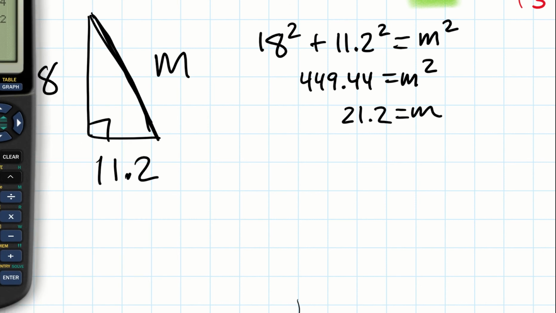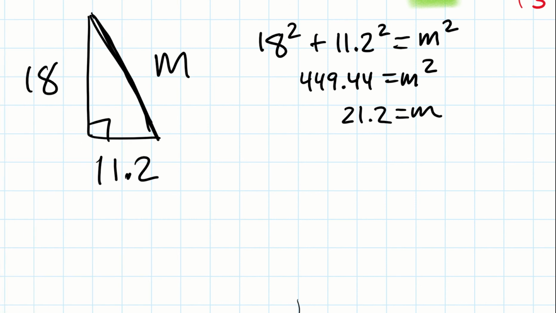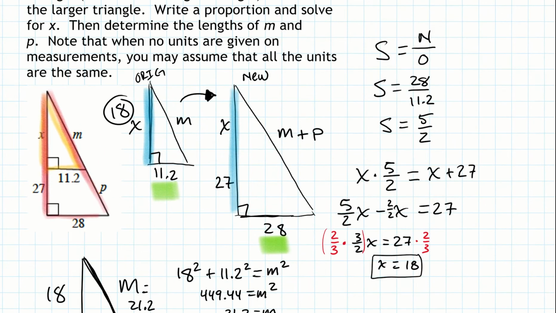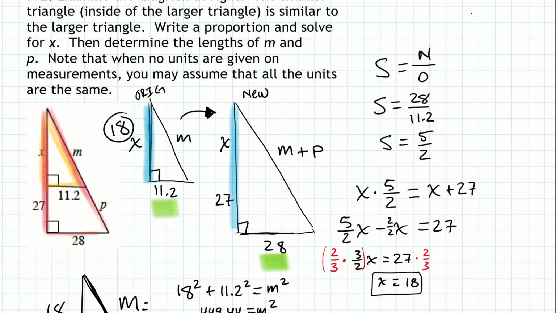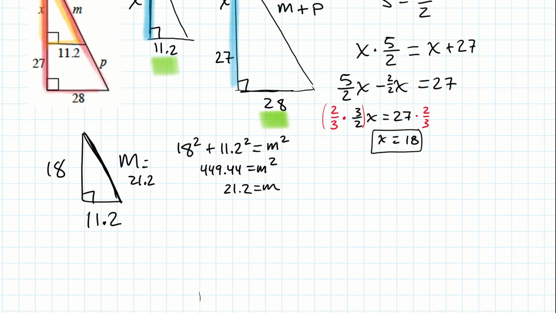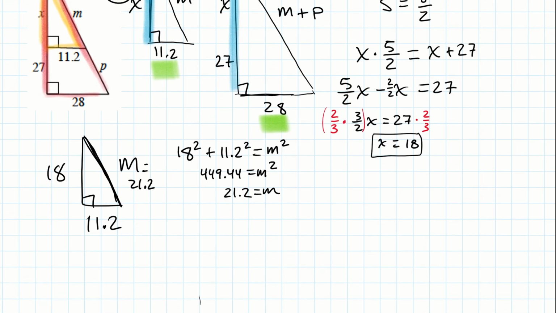So we now know that this side is 21.2, and whatever the units are. In fact, this problem does mention that there are no units here. It says, note that when no units are given on measurements, you may assume that all the units are the same. So I don't have to worry about some of them being feet and inches. They're all the same, whatever they are, but they've remained unitless.